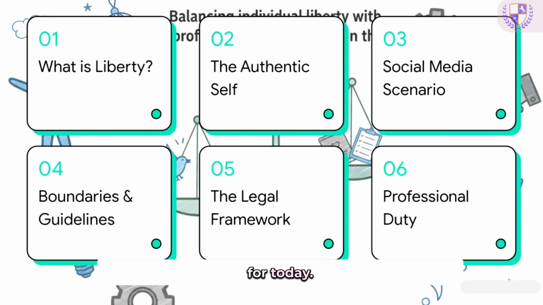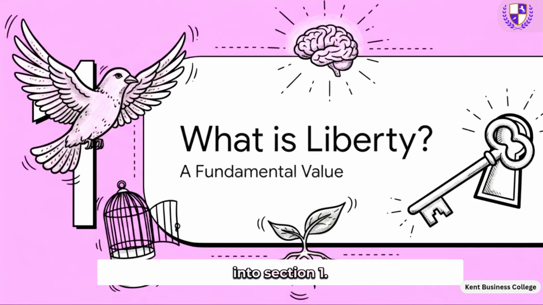Here's our roadmap for today. We'll start by answering what is individual liberty, then we'll look at freedom and the authentic self, and walk through a very real-world social media scenario. After that, we'll cover professional boundaries and guidelines, touch on the legal framework that backs it all up, and finish off with maintaining professional responsibility. Right, let's jump straight into Section 1.